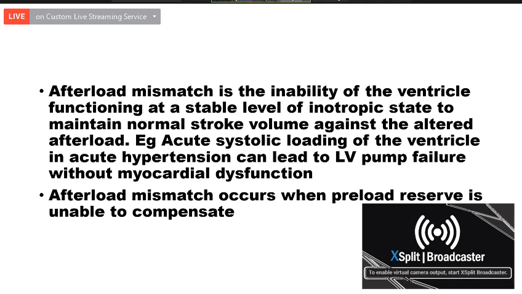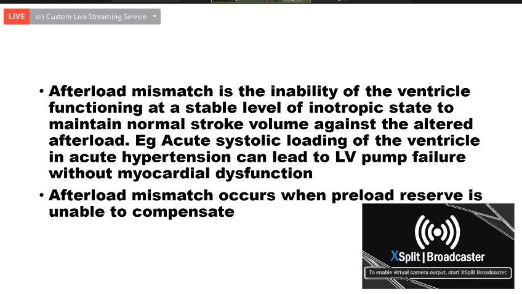If there is a sudden change in the afterload, the ventricle may find it difficult to pump the blood, and it may not be able to pump an adequate quantity of blood. That is what is meant by afterload mismatch. It is the inability of the ventricle, functioning at a stable level of inotropic state, to maintain normal stroke volume against the altered afterload. The best example of an afterload mismatch is acute systolic loading of the ventricle in acute hypertension.